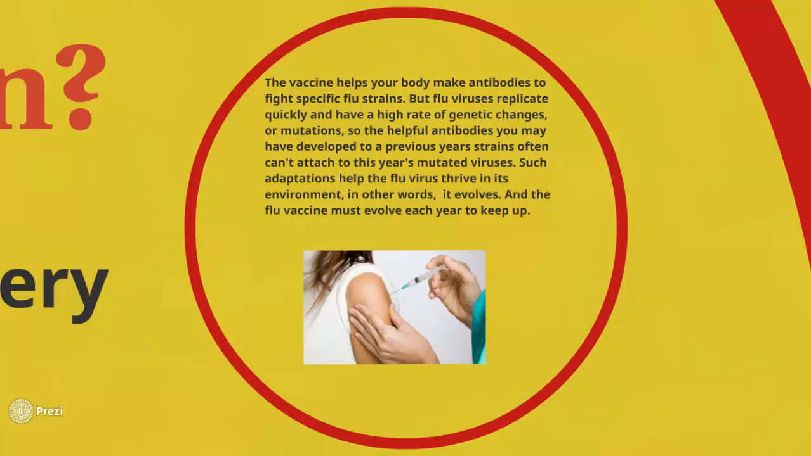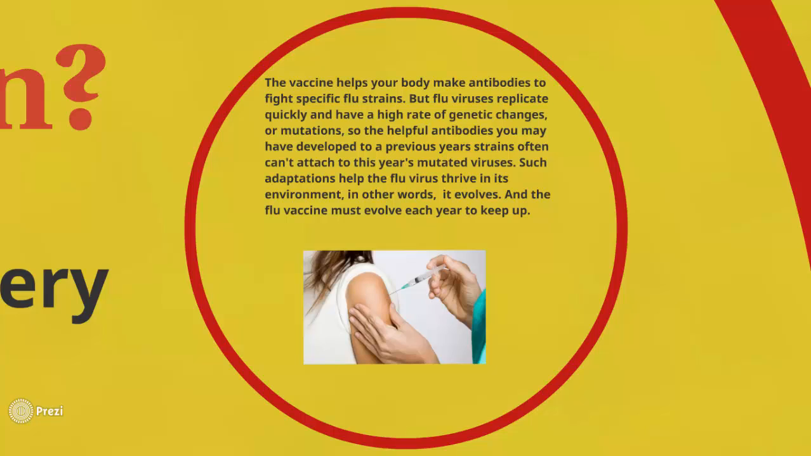Well, vaccines help our bodies make antibodies. Antibodies are the good guys. They are what kill all of the pathogens or bad bacteria and viruses in our bodies. So these vaccines help our body make antibodies to fight a specific flu strain. Think of it as a flu species. But the flu virus replicates quickly and has a high rate of genetic changes or mutations. So the flu virus is constantly and very quickly adapting and changing into a different species, if you will.